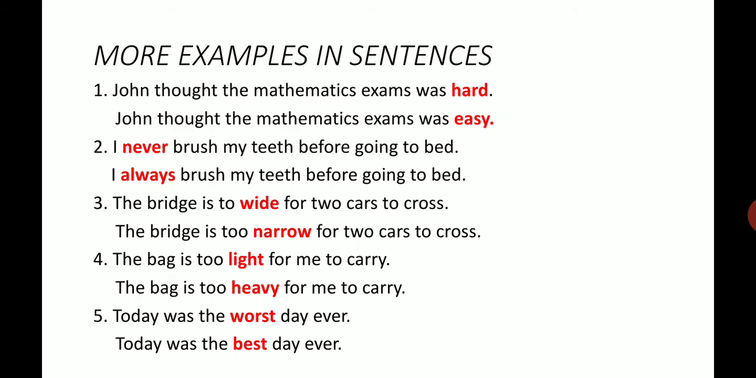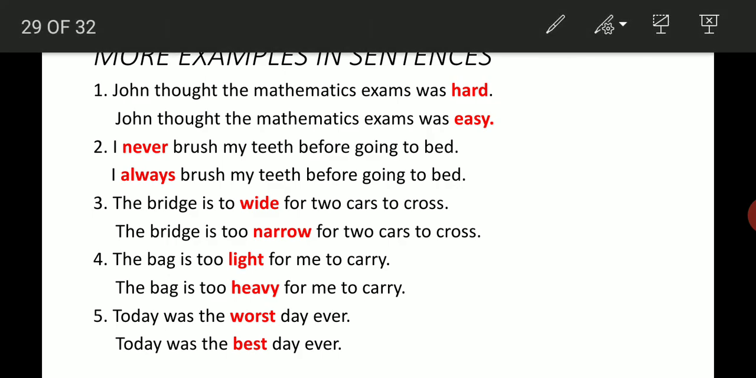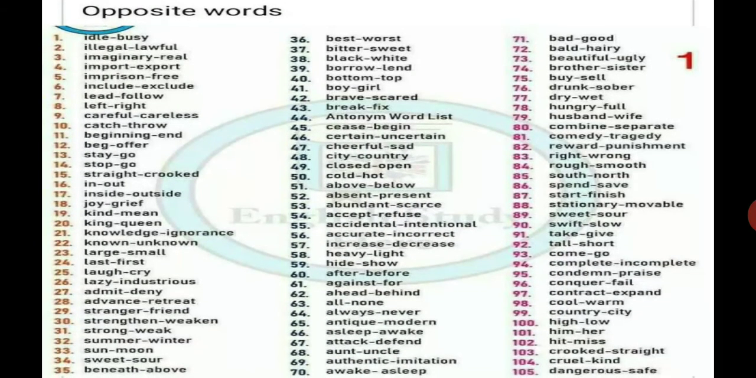Number 4, the bag is too light for me to carry. The bag is too heavy for me to carry. So the opposite of light is what? Heavy. Today was the worst day ever. Today was the best day ever. So the opposite of worst is what? Best. Great.